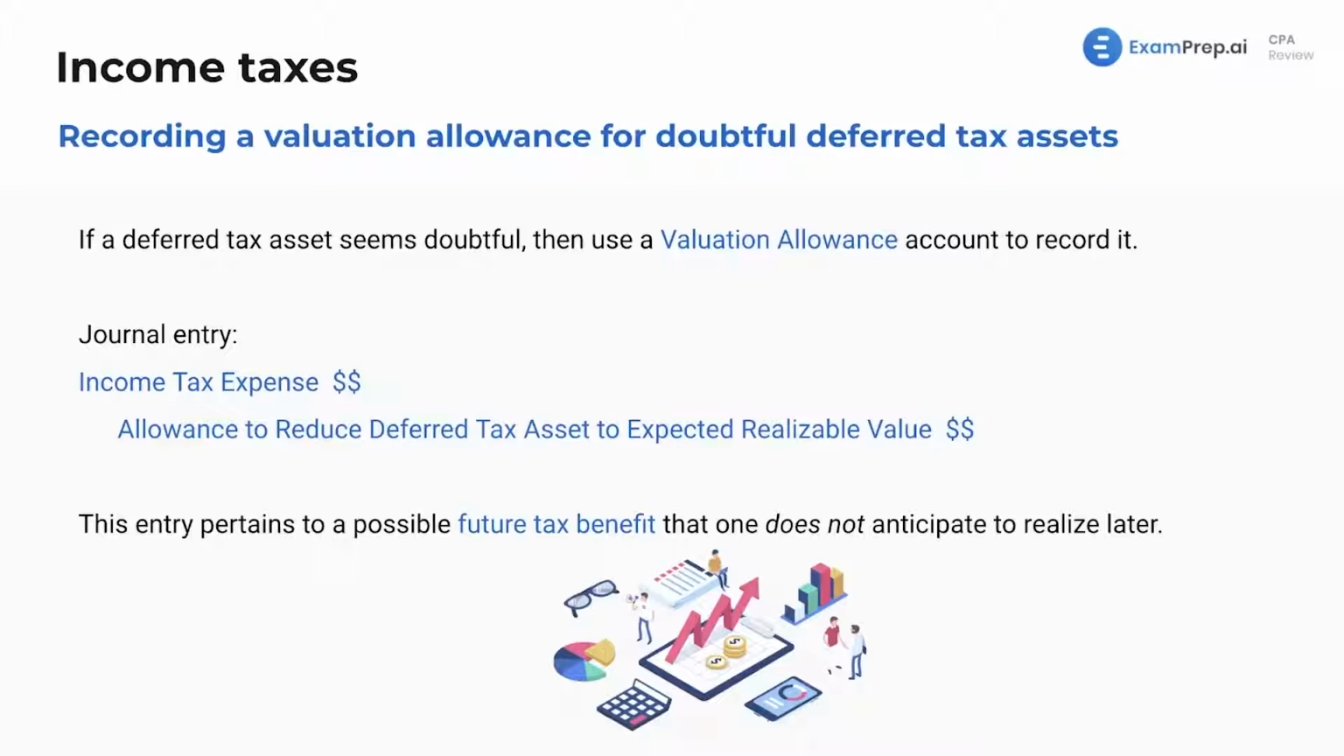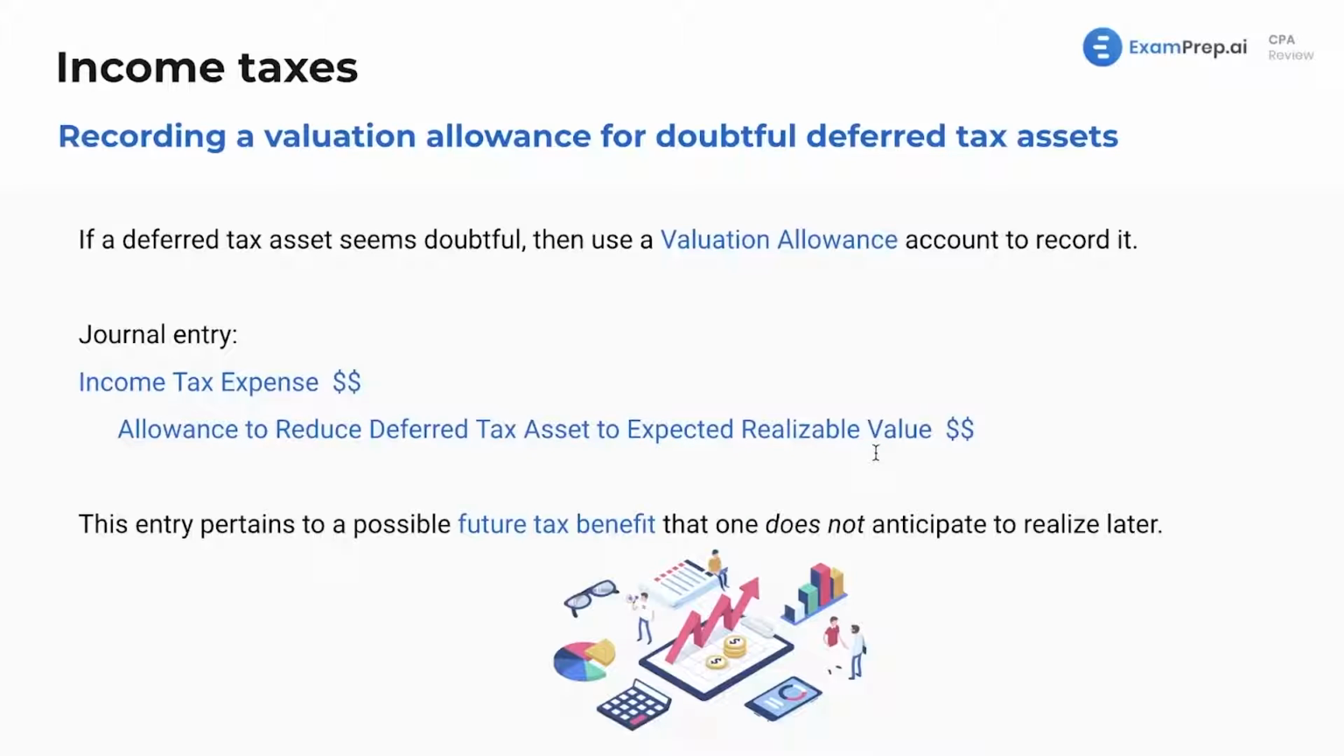Recording a valuation allowance for doubtful deferred tax assets. So if a deferred tax asset seems doubtful, then we use a valuation allowance account to record it. This is the journal entry to basically reduce. It's like impairing an asset, right? This is similar to that sort of process where the journal entry here is you're going to debit income tax expense and credit allowance to reduce deferred tax asset to its expected realizable value.